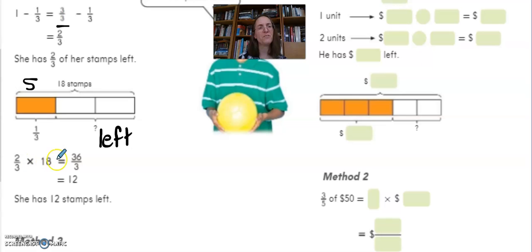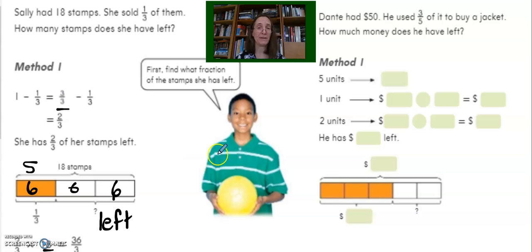Up here they did 2/3 times 18. 2 times 18 is 36. And 3 times 1 is 3. And 36 divided by 3 is 12. So that's how she had 12 stamps left. But I sort of like it right here as getting those 6's in there. Just like me, you're probably going to have a favorite method. Let's try this one together.